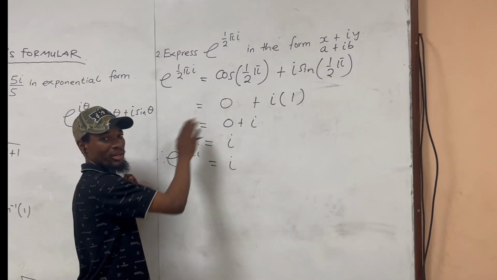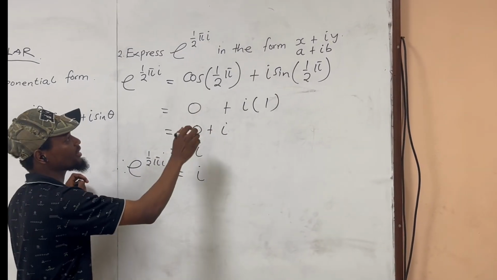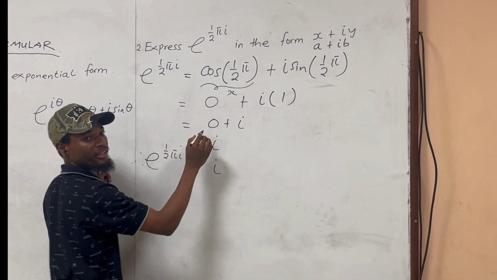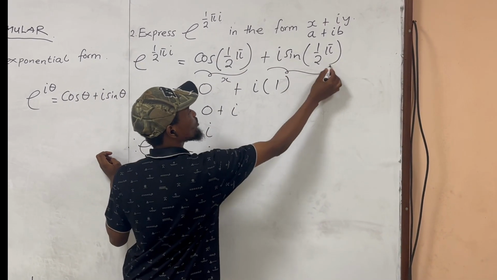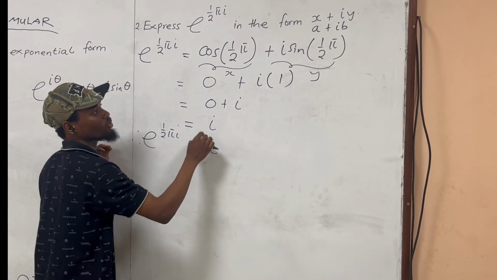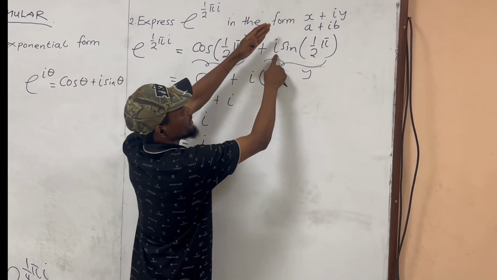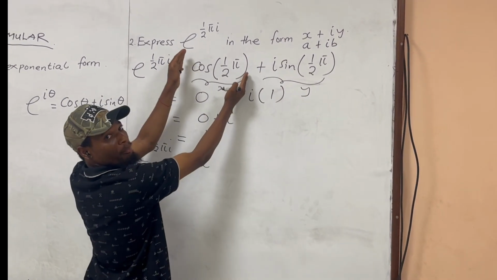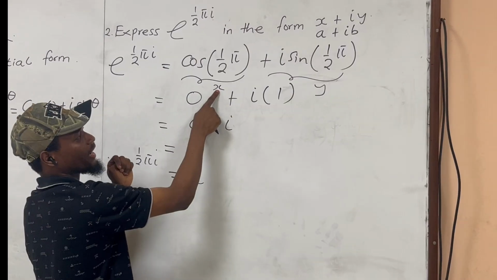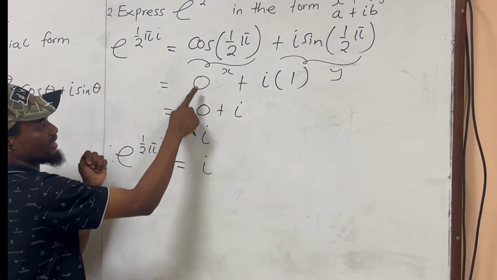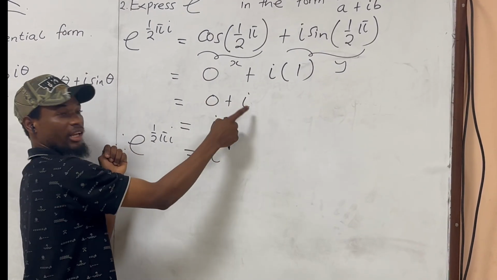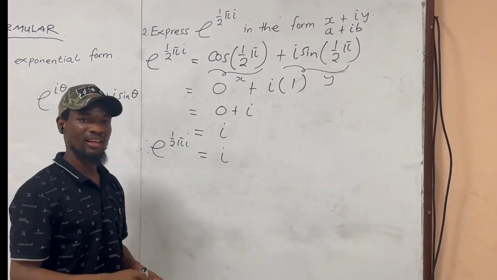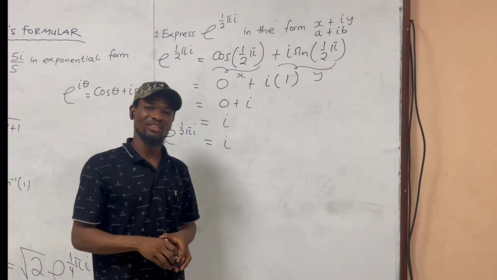So when you have it this way, this is what it means. Consider that the whole of this is x, and the whole of this is y. So you have the imaginary part, which is y, and the real part, which is x. So you add x plus iy. It is as simple as that. Let's solve the second question.